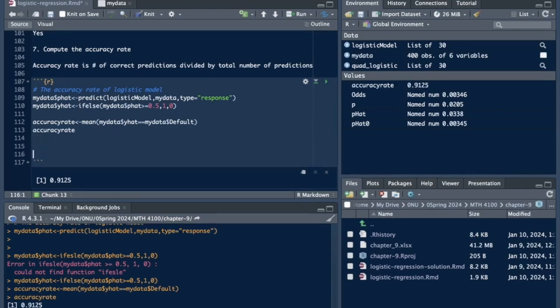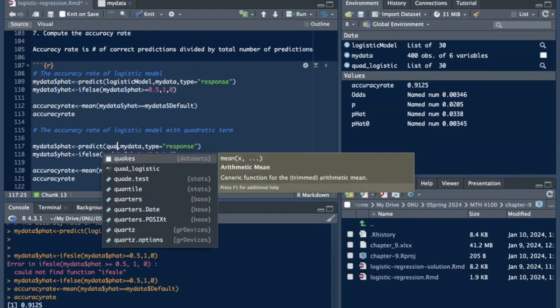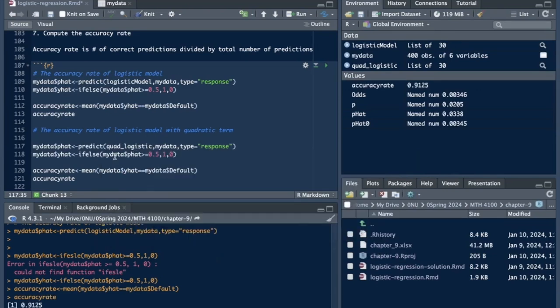But now we're going to do the accuracy. We're going to copy this and do it for the other model, just for the sake of the model with quadratic term. So I'm going to copy all of this. I'm just going to change a few things. I'm going to change this one to be quad logistic, right? So I'm going to add another 2 columns, p hat 0, y hat 1. This is p hat 0. This is y hat 0. And we're going to compare to the default. So we're going to add another 2 columns, but this is using the second logistic model.